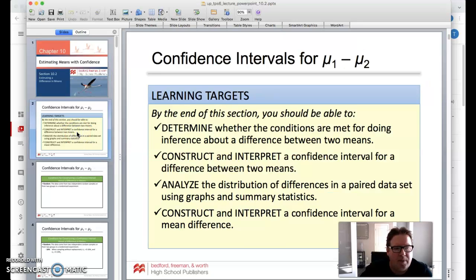All right. Well, welcome back. Here we are. We're taking a look at section 10.2. Again, we'll split this up into two different categories. And we have the learning targets here. We'll be looking at the difference between those population means.